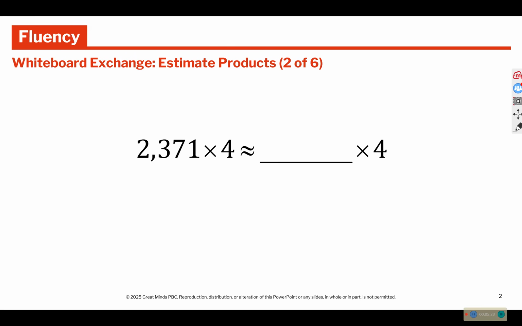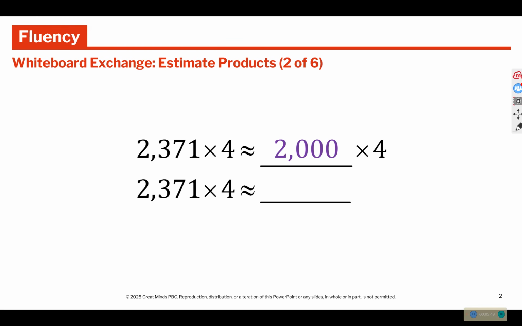Again, you're going to start by rounding the blank to the nearest thousand. You have to look to the right to tell you whether it rounds up or if it gets to stay. A 3 is 4 or less, so the 2 gets to stay. And then in the next step, we need 2,000 times 4. 2 times 4 is 8, so 2,000 times 4 is 8,000.